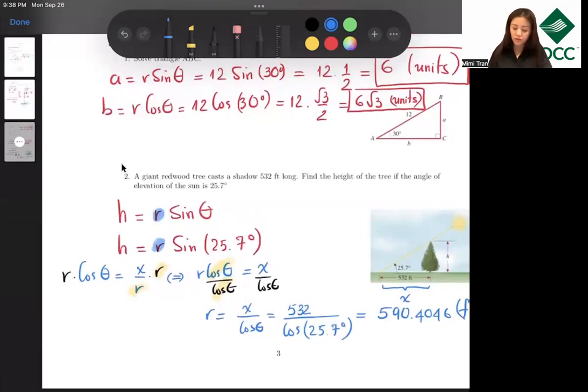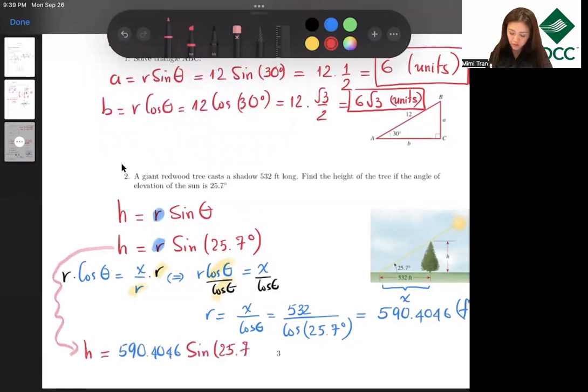All you do is plug in for h here. So now I'm solving for h. This can finally be done. So h equals 590.4046 times sine of 25.7 degrees. The answer is 256.03 feet.